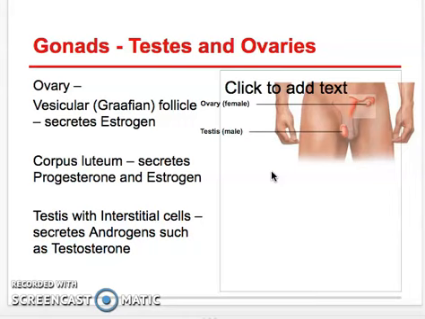The testes, on the other hand, have interstitial cells in between the tubules where the sperm mature, and those cells secrete androgens like testosterone.